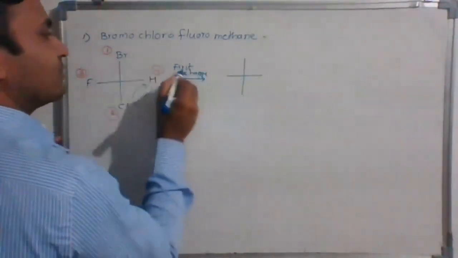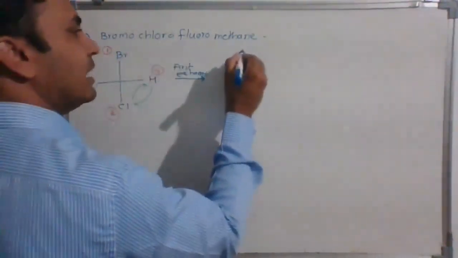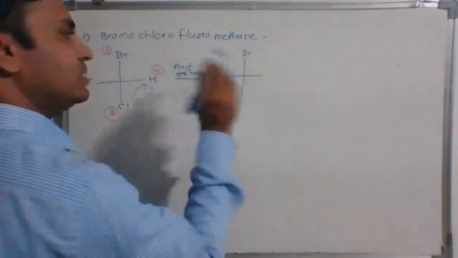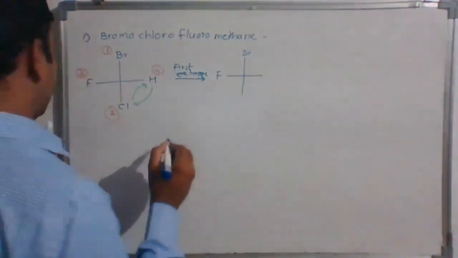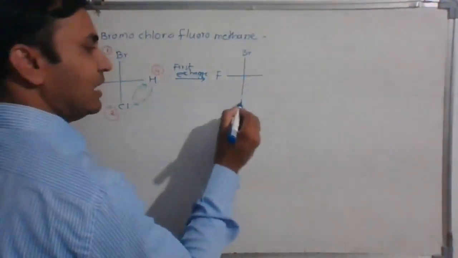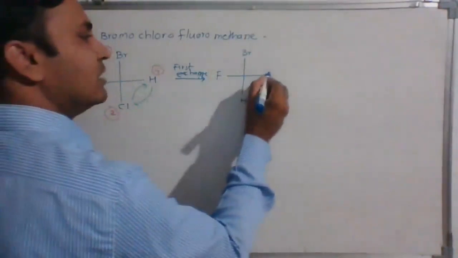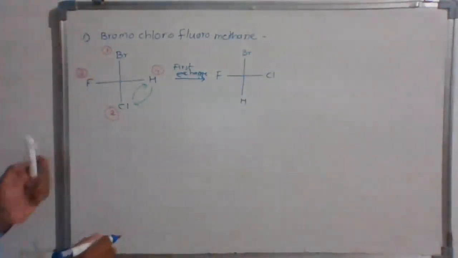So after first exchange, bromine has not changed its position. It is at its original place. Fluorine is at original place. Hydrogen is now at bottom and chlorine has acquired the position of hydrogen.